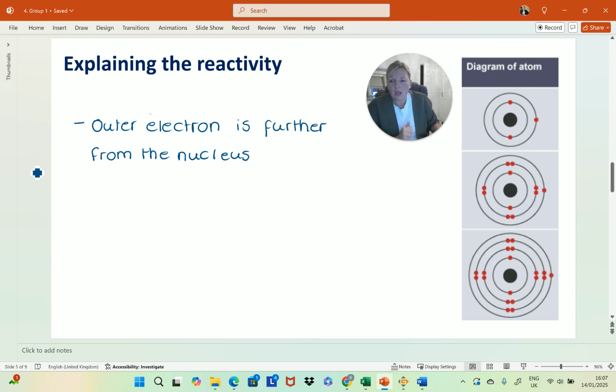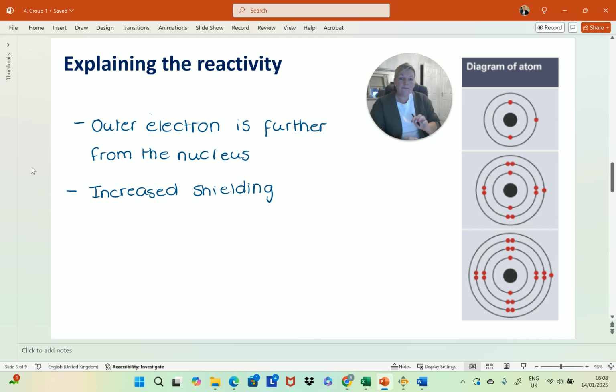Okay, we also have increased shielding. So the other complete shells are shielding the nucleus and the outer electron. Here we've almost got a barrier in the way. So in lithium, we're in that second shell. Sodium, we're in the third shell. Potassium, we're in the fourth. So it's moving further away, and we're increasing the shielding each time.